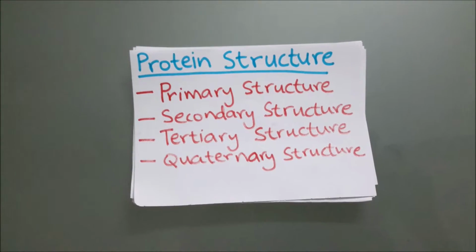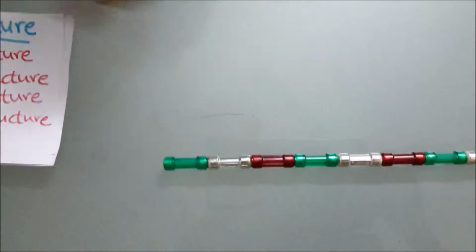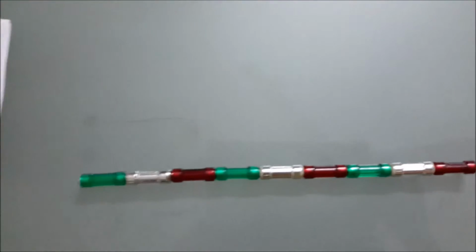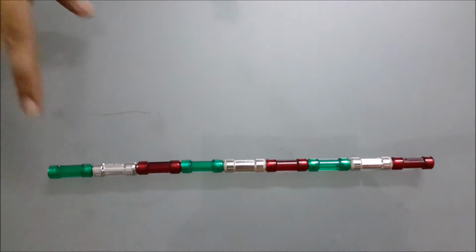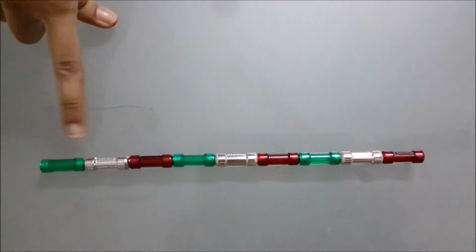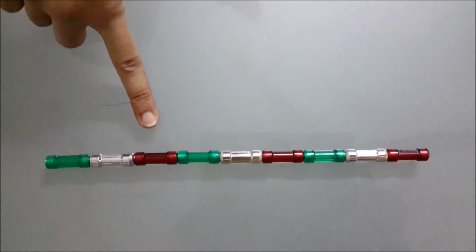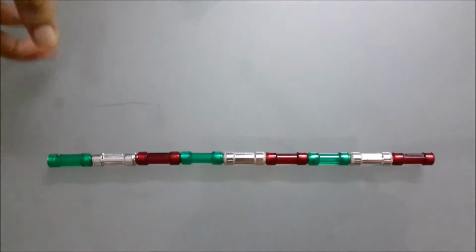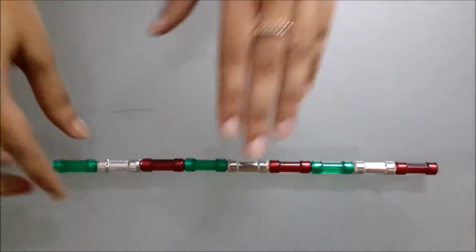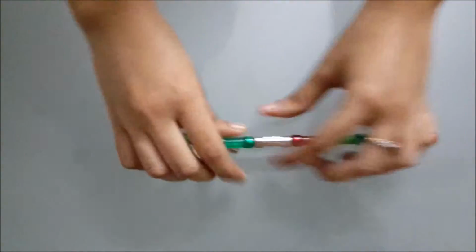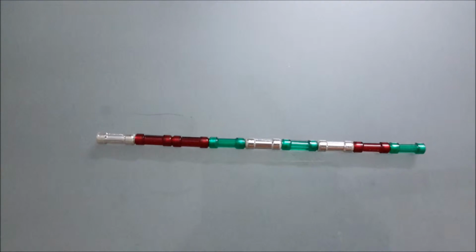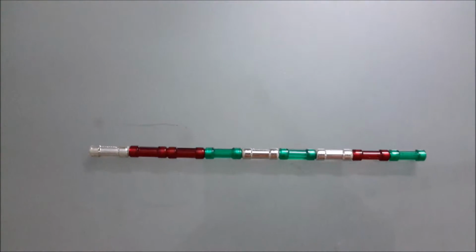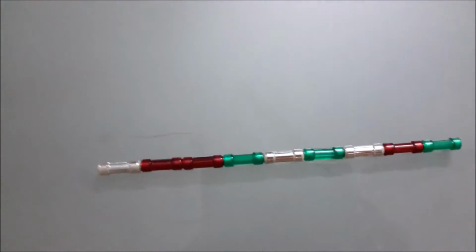Similarly, if you rearrange different amino acids, you will get different proteins. If the green is alanine, the silver is valine, and the red is proline, you will get one sort of protein. But if you rearrange the structure to mix up all these amino acids, this will give you a totally different protein. Just like when you rearrange words, you'll get new words.